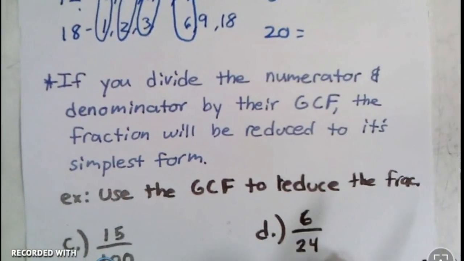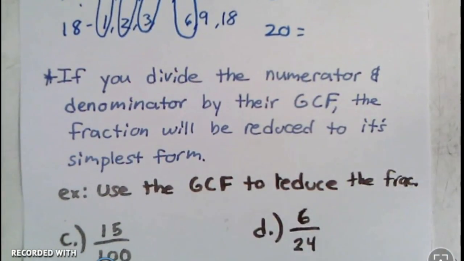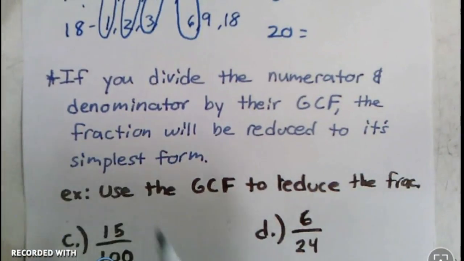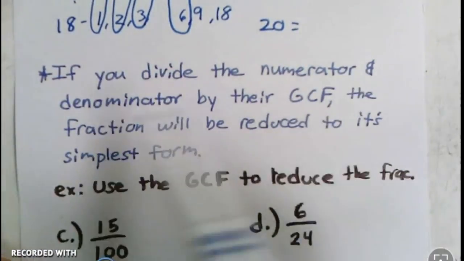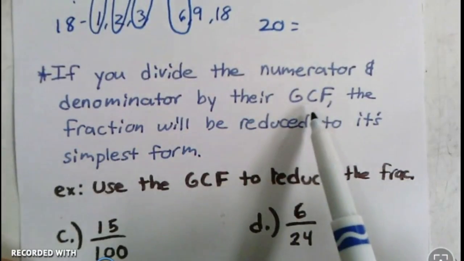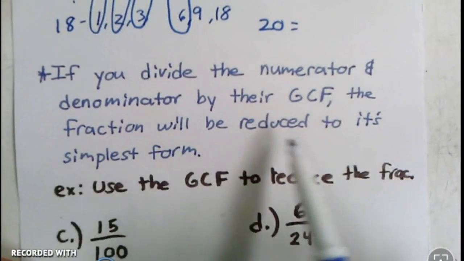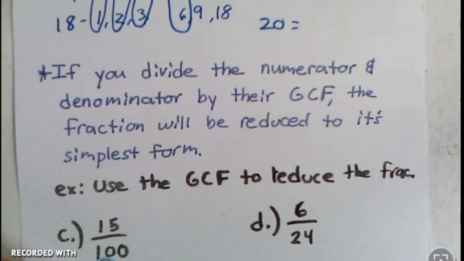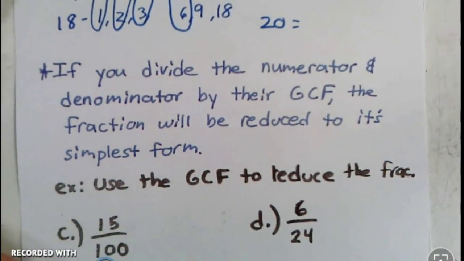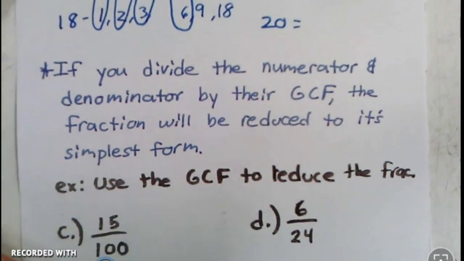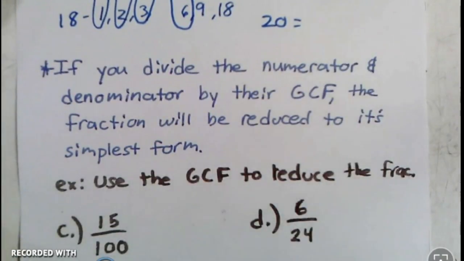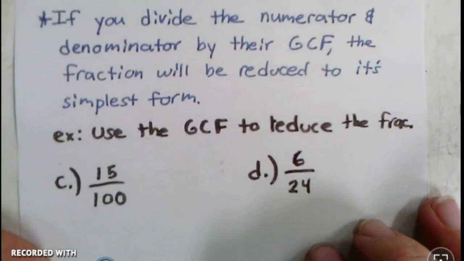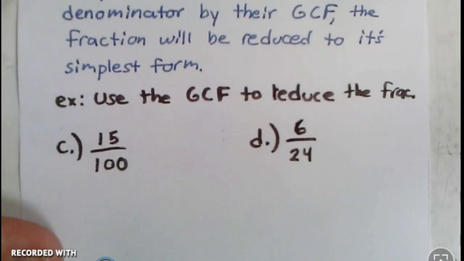Now, why is this useful? Well, one of the reasons it's useful is because it can help us to reduce fractions quickly. So if you divide the numerator and the denominator by their greatest common factor, the fraction will be reduced to its simplest form. It's that easy. If you've divided them by the greatest common factor right from the start, you know that you have simplified your fraction as far as it can go. So let's try it out, okay?